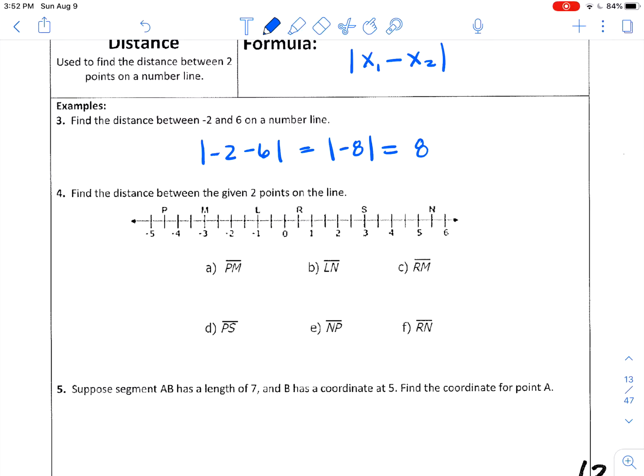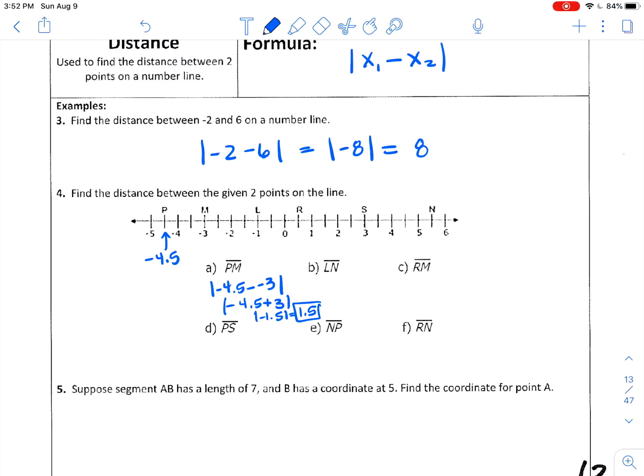Number 4, find the distance between the given 2 points on the line. So from P to M. Now, distances aren't always whole numbers. The coordinate for point P is -4.5. It is between -4 and -5. And the coordinate for M is -3. When we have a double negative, we make that positive. So this is -4.5 plus 3, and that is -1.5, and the absolute value of that is 1.5.